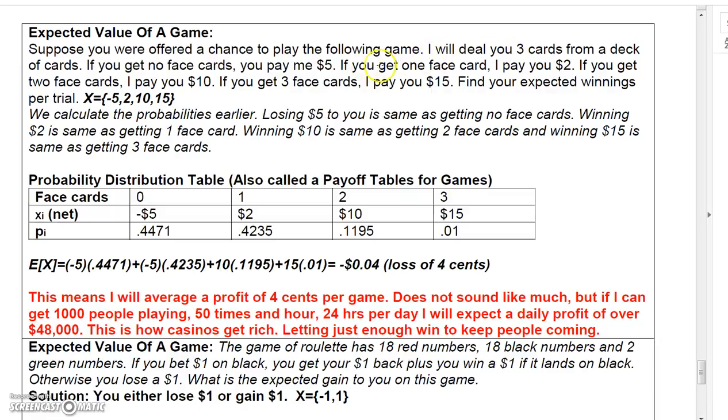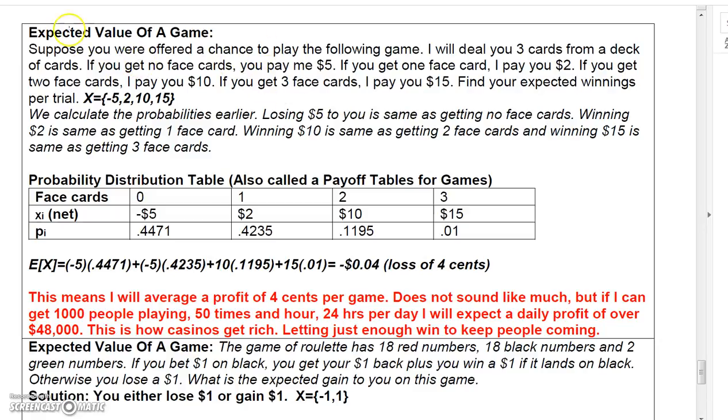I'll deal you 3 cards from a standard deck. If you get no face cards, you pay me $5. If you get 1 face card, I'll pay you $2. If you get 2 face cards, I'll pay you $10. And if you get 3 face cards, I pay you $15. Now, what do you think your expected winnings would be on average?